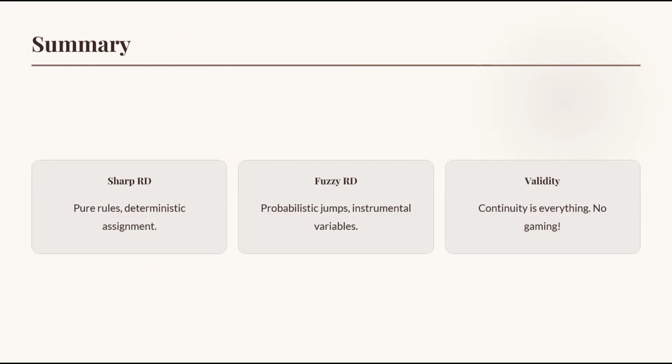Summarizing: sharp RDD, fuzzy RDD, and validity. Sharp RDD: pure rules, deterministic assignment. Fuzzy RDD: probabilistic jumps, instrumental variables. And validity: continuity is everything, and no gaming.